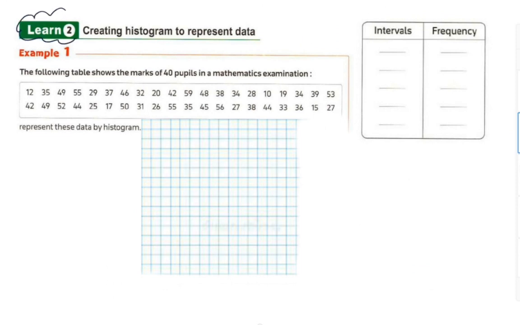Lesson number 2. Creating histogram to represent what? To represent data. We have the first example, number 1. He said the following data table. This table shows the marks of 40 people in a mathematics examination. We have a math exam, and this is the degree or mark of each student. How many students? We have 40 students. People equals students, that means 40 students.